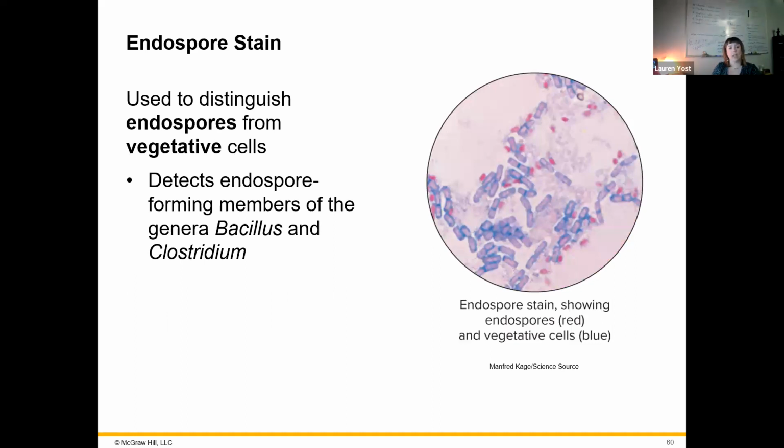For the endospore stain, vegetative cells versus endospores. The endospores, the ones that we're going to be doing in lab, are going to be green, greenish bluish endospores. And then the vegetative cells themselves are going to be red with safranin. So that's going to determine if your bacteria have endospores, and the bacteria that have endospores are going to be from the genera Bacillus and Clostridium. So that's what's going to be happening on those.